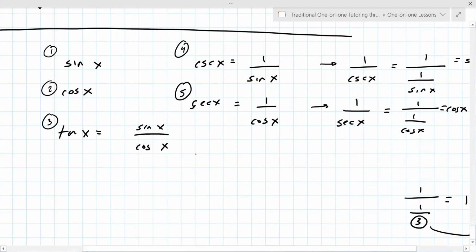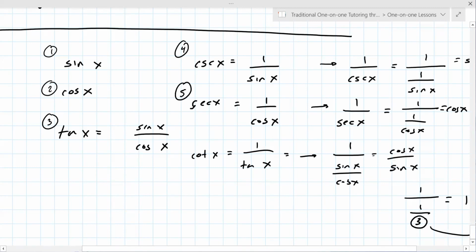And then cotangent x is 1 over tangent x, which is the reciprocal of this. It's 1 over sine x over cosine x. Do you see how sine x over cosine x is tangent x? And then you flip these, so you get cosine x over sine x. Let me grab a cheat sheet here and see if this helps.